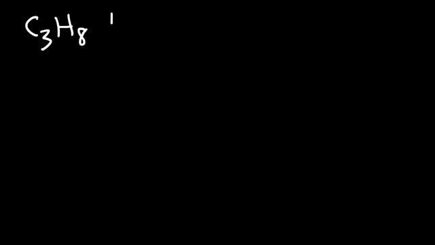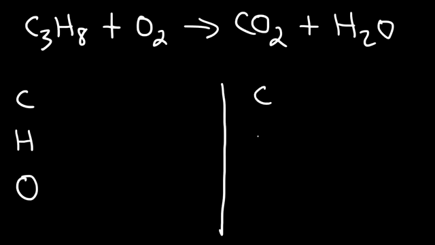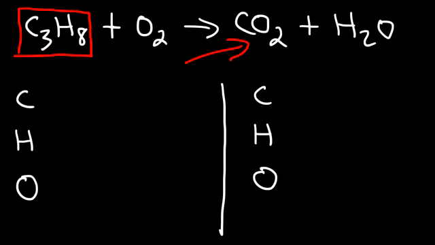We're going to react propane C3H8 with oxygen gas O2, and it's going to produce carbon dioxide CO2 plus water H2O. So this time we have 3 elements that we need to balance in this chemical reaction. This type of reaction is known as a combustion reaction. Whenever you have a hydrocarbon, like propane, reacting with oxygen gas, it's always going to produce products such as carbon dioxide and water.